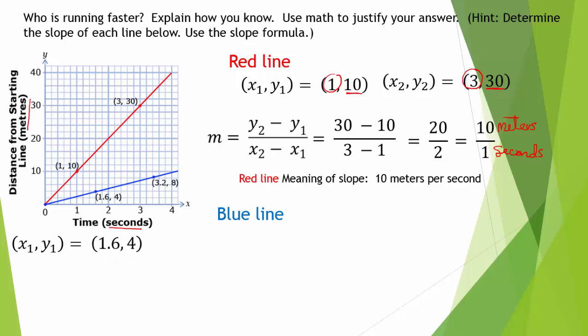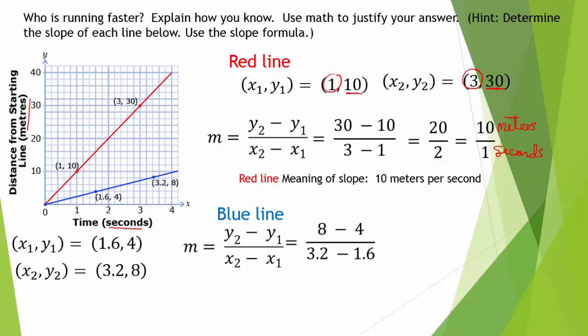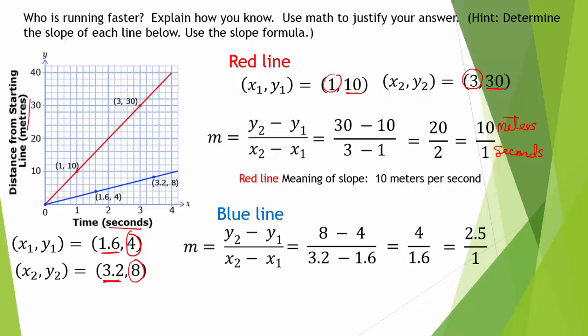Our x1, y1 is 1.6, 4. Our x2, y2 is 3.2, 8. Again, we'll use our slope formula, y2 minus y1 over x2 minus x1. And then we simply substitute in. We said our y2 was 8 minus our y1 of 4 over our x2 of 3.2 minus our x1 of 1.6. Then we just simplify that. 8 minus 4 is 4. 3.2 minus 1.6 is 1.6. Use your calculator if you need. 4 divided by 1.6 is 2.5 over 1.